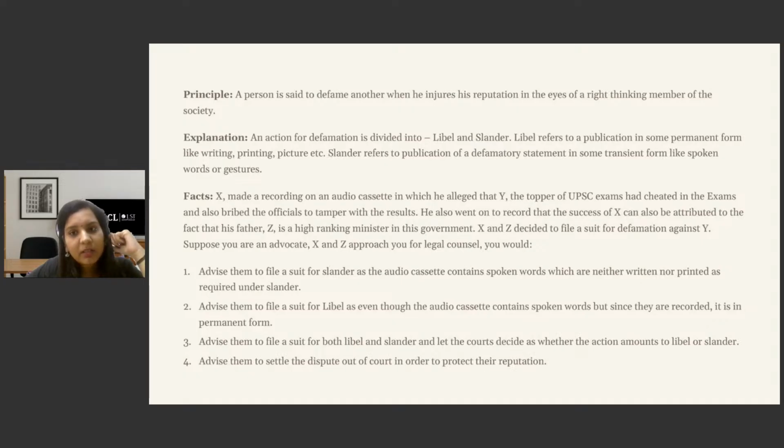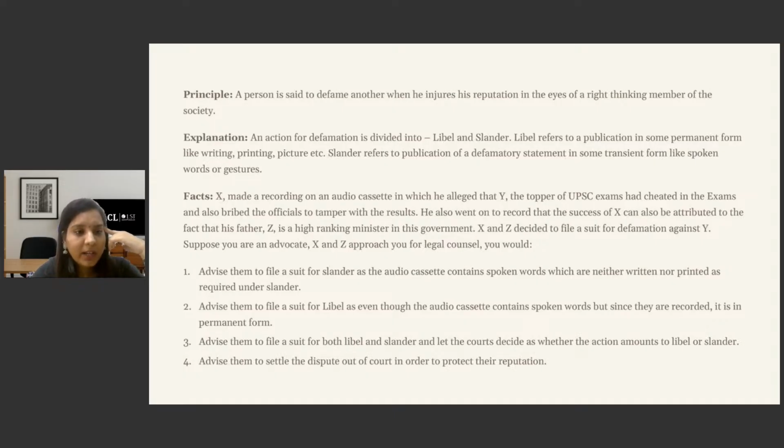Libel is publication, writing, printing, whatever is in written form. Slander, again they are saying, is oral, a statement spoken, similar to what you might have seen on social media platforms these days, right? So X made a recording on an audio cassette in which he alleged that Y, the topper of the UPSC exam, had cheated in the exams and also bribed the officials to tamper with the results. He also went on to record that the success of Y can also be attributed to the fact that his father, Z, is a highly ranking minister in this government. X and Z decided to file a suit for defamation against Y.